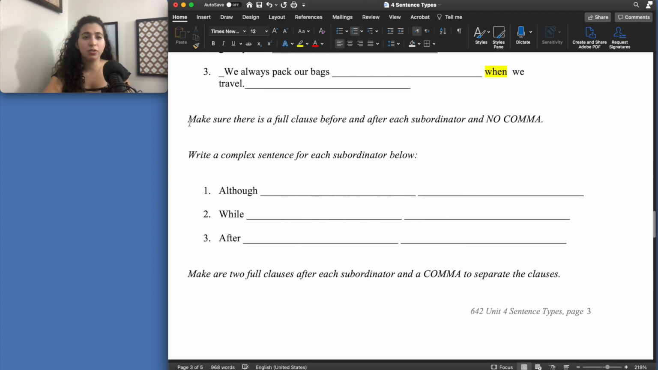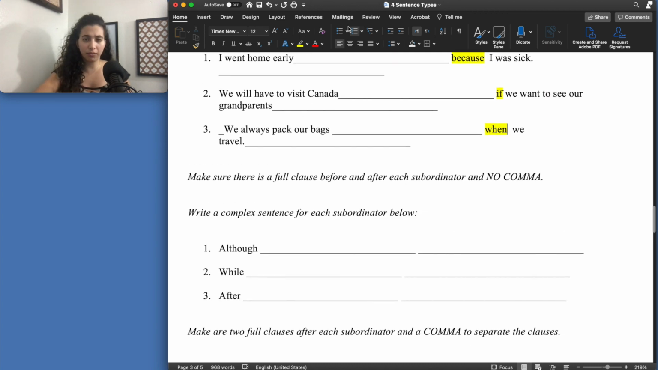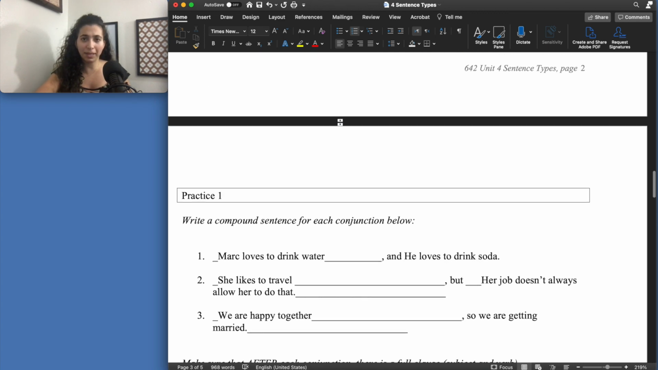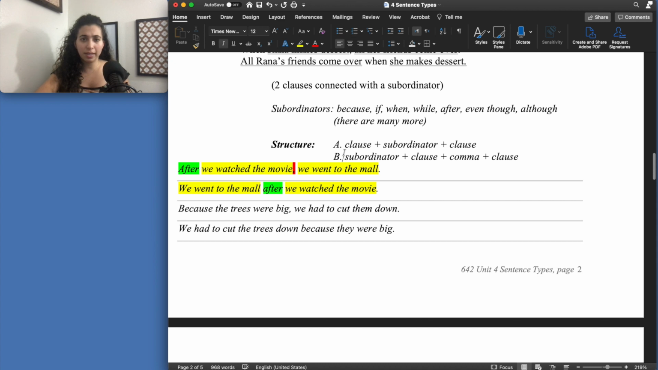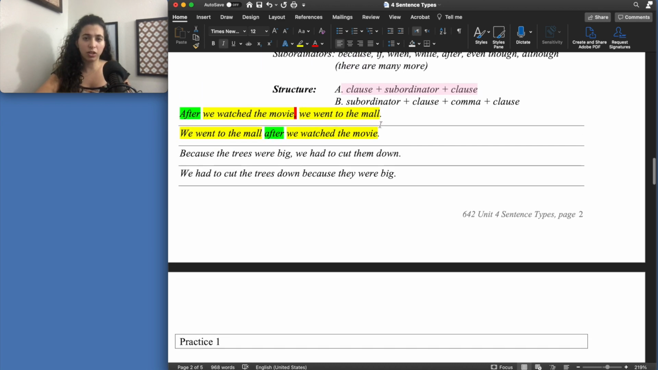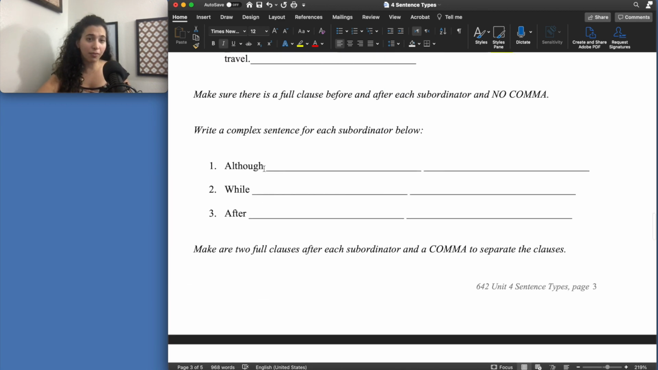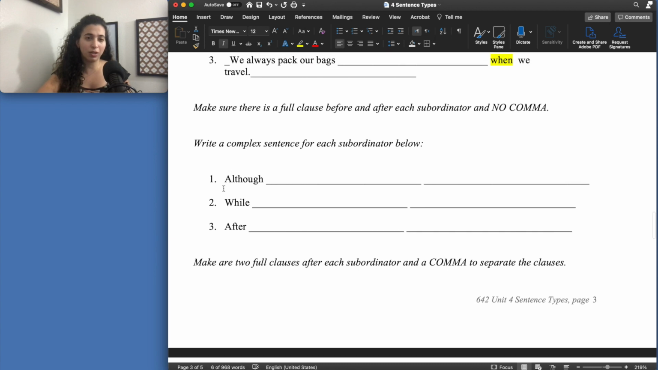Okay, so here our exercise says make sure there is a full clause before and after each subordinate clause and no comma. Okay, so this is, again, for this rule, this is why we don't have a comma, because what do we know? This was this one. Okay, so this was A, so it was a clause, a subordinator, and then another clause. So what do we have in this one? Now we have the subordinator at the beginning, so we have to have a comma.